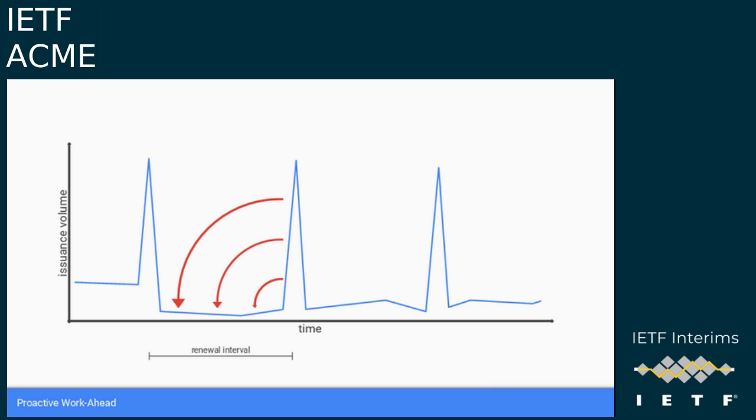The basic idea is do the work early. You know that you have this issuance spike coming up in a little while. Well, what if you could say, hey, instead of waiting a full, for example, 60 days and then renewing all of these at once, what if I started renewing these now? This is a great idea. This is wonderful. It doesn't work.